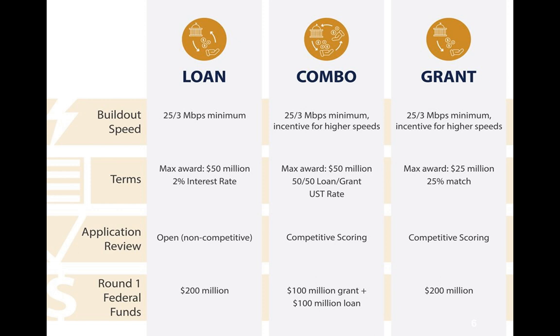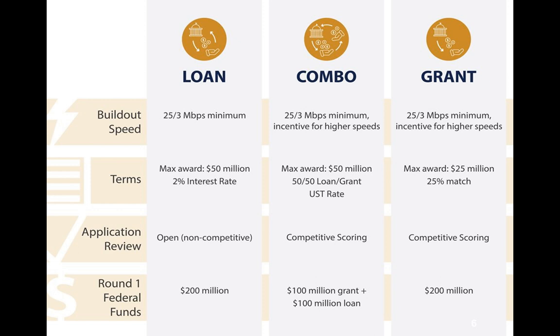There are 3 products offered through this program: loans, a combination loan and grants. The loan product has $200 million in available funding, and the maximum award amount for projects will be $50 million. The interest rate for these loans will be at 2%. Next, the loan grant combination product has $200 million in available funding, split $100 million for grants and $100 million for loans. The maximum award amount for projects will be $50 million, and the loan and grant amounts will always be equal. The interest rate for this product will be based on the Treasury rate at the time of the advance.